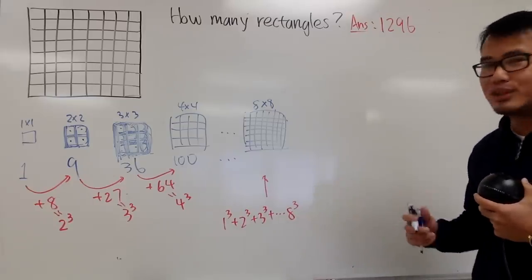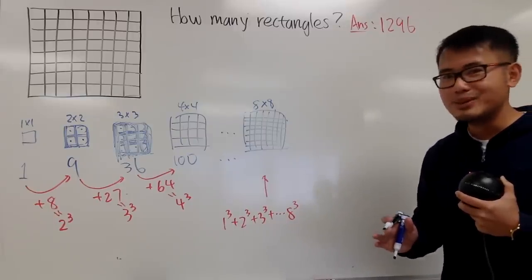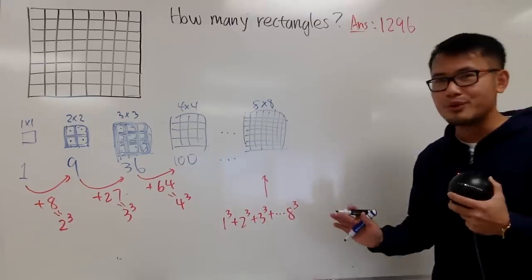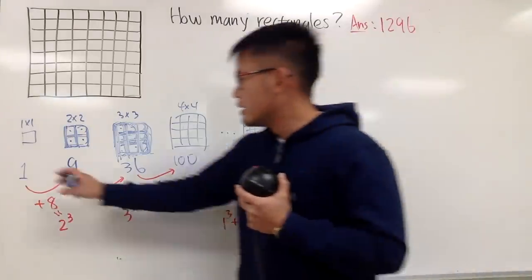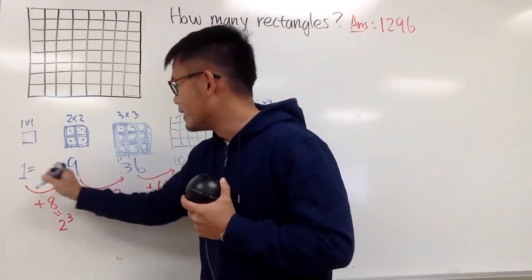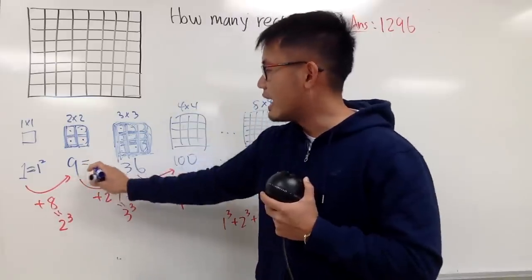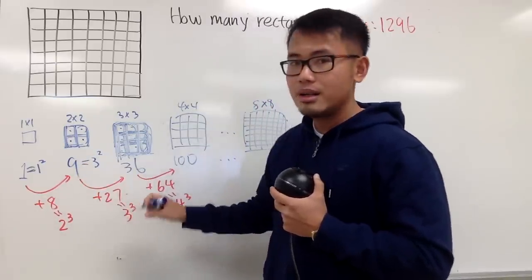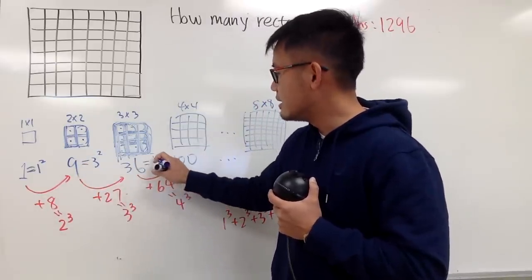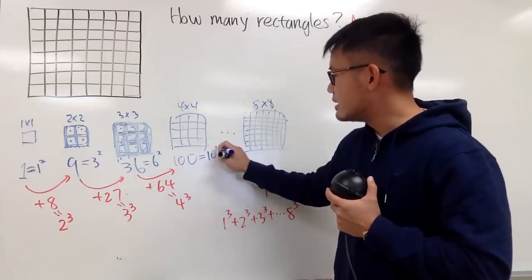And now some of you guys might be mad at me because I'm still counting, right? So that's not efficient at all. Don't worry, I'm going to help you. I'm going to make this so cool for you, okay? Look at this, this is 1, which is the same as 1 square. Oops, sorry, wrong color. 1 square. And if you look at 9, this is 3 square. If you look at 36, this is 6 square. And if you look at 100, this is 10 square.